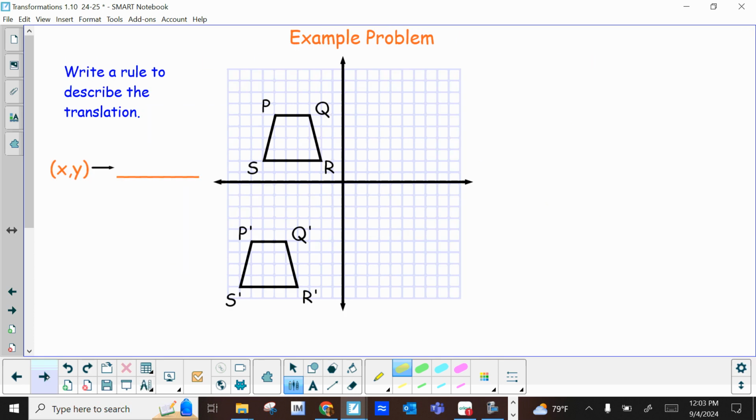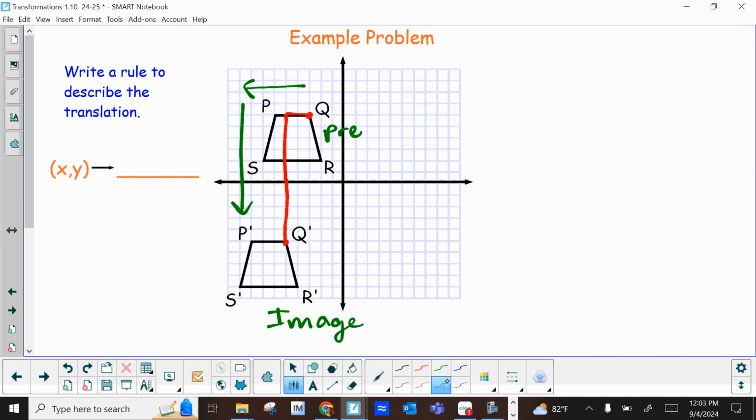Let's try this one. It says, write a rule to describe this translation. All right, so always think about where's your pre-image. So this one's my pre-image. This one down here is my image. So it looks like it goes to the left a little bit and then down a bunch. So pick a point. Let's count it out. Let's do Q. Here's Q and here's Q prime. So I always like to connect them.